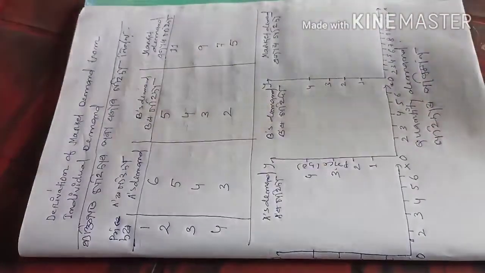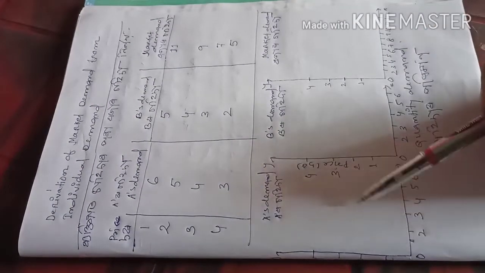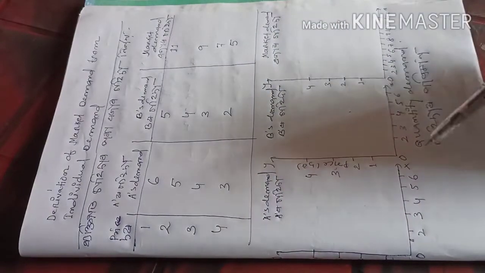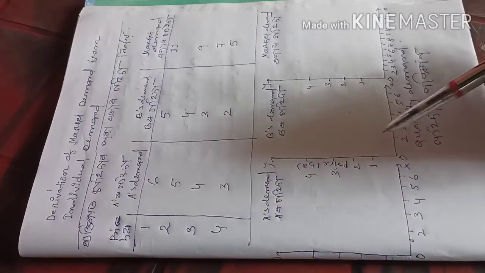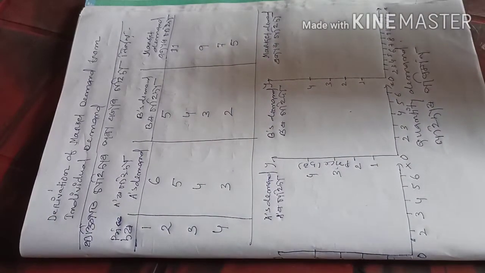Now this can be explained with the help of the diagram. Here are three diagrams. This is A's demand, B's demand and market demand. On the y-axis we always measure the price of the commodity, and on the x-axis we measure the quantity demanded by individual A, B and the market.